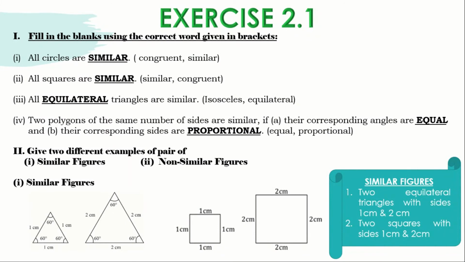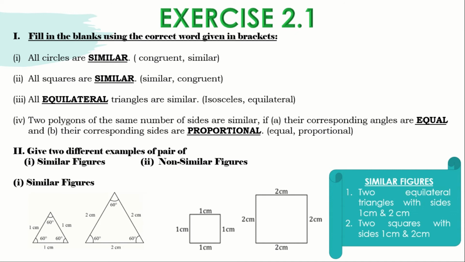Moving on to exercise 2.1. The first exercise is fill in the blanks using the correct word given in the bracket. First one is: all circles are dash. In the bracket they have given congruent or similar. The answer is similar because all circles have the same shape. Even if they differ in their radii, the circles are similar.